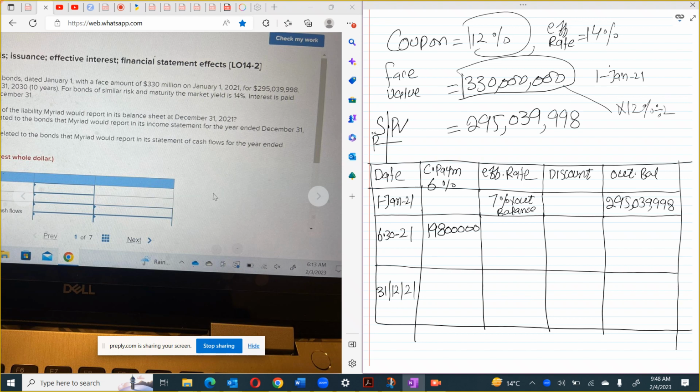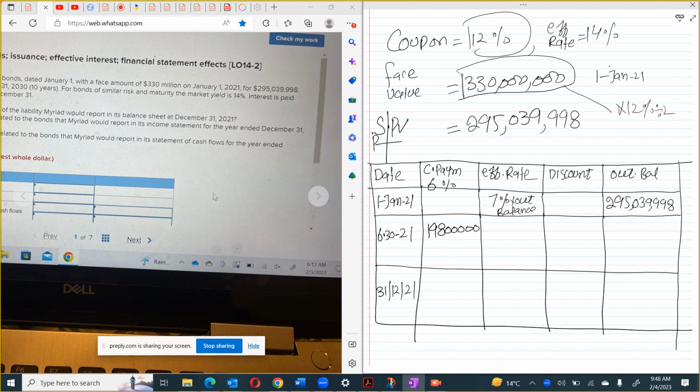What I will do, I will take 722,818 multiplied by 2.5%. So it is 18070. Then 726,088 multiplied by 2.5% is 18152. Then 729,440 multiplied by 2.5% is 18236. Then 732,876 times 2.5% is 18321.